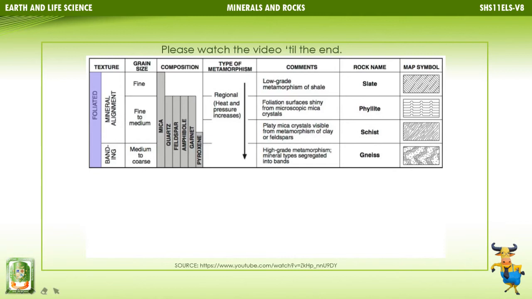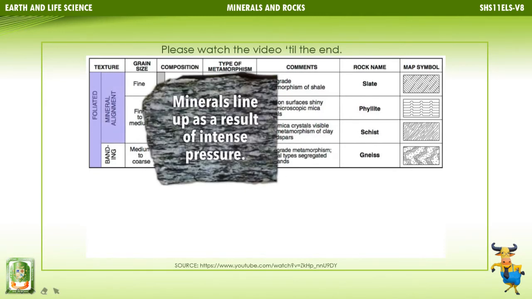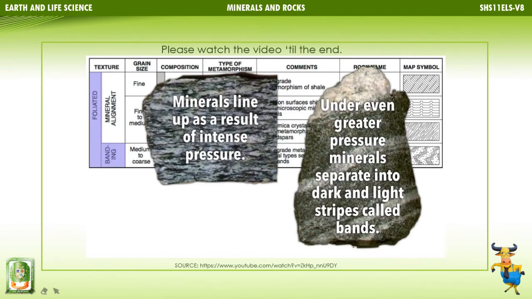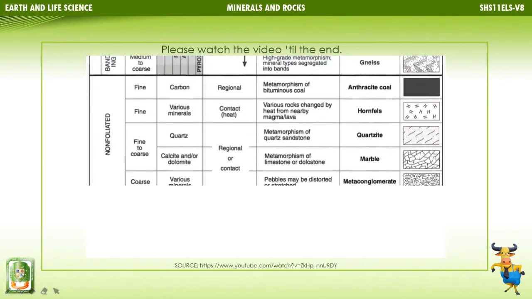Now we have two types of foliation. We have mineral alignment, seen here, which is when minerals line up as a result of pressure. And then a severe version of mineral alignment is called banding, seen here. And the only rock that displays banding is called gneiss, and this is a result of really intense pressure.